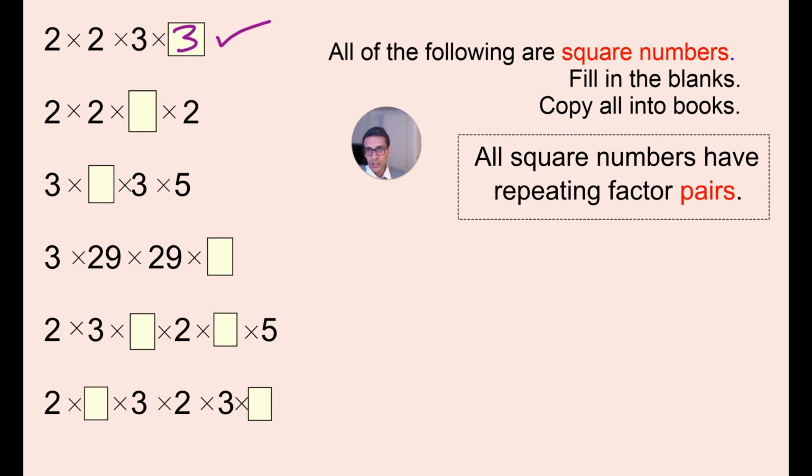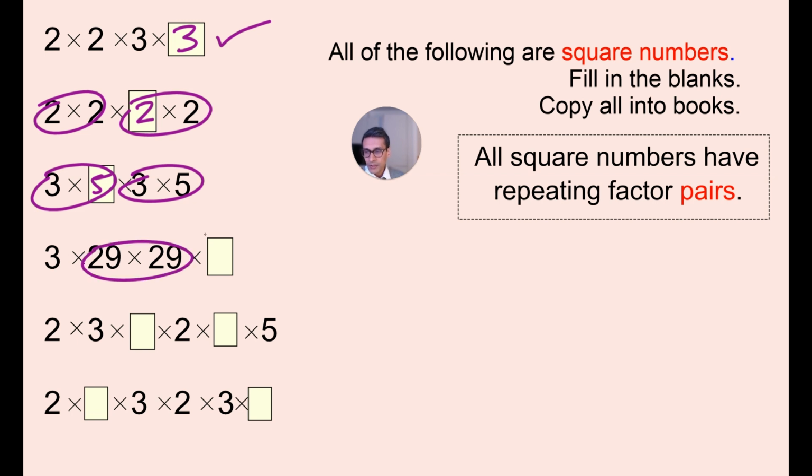Okay, so let's go through the answers. There's your factor pair, and then in this case that's going to have to be a 2. 3 times 5, well, we're going to have another 3 times 5 as well. 3 times 2 times 2 times 9, well, this is your factor pair, and then that means that's going to have to be a 3 because they're going to have to go together. This one here, well, 5 needs to be repeated, and we can see the 2 is already repeated, so there has to be a 3.